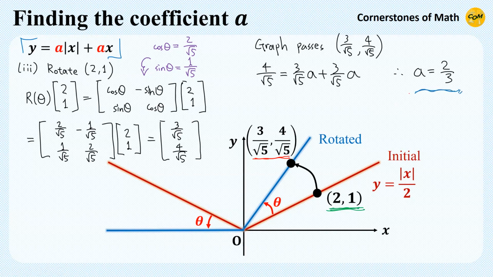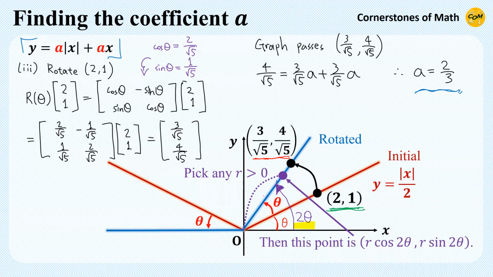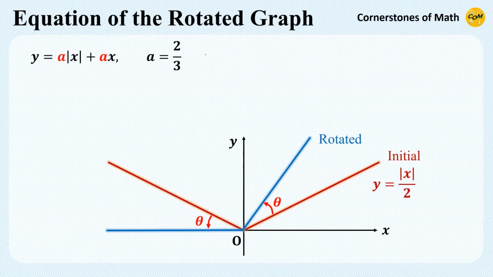Now, if you really don't want to use the rotation matrix, then you can use the fact that the rotated graph forms angle 2 theta with the x-axis. So if you calculate the values of cosine 2 theta and sine 2 theta using trigonometric formulas, then you will be able to find a point on the rotated line by selecting any positive real number r and using these coordinates. So using this value of a, we have the equation y equals 2/3 absolute value of x plus 2/3 x as the rotated graph.